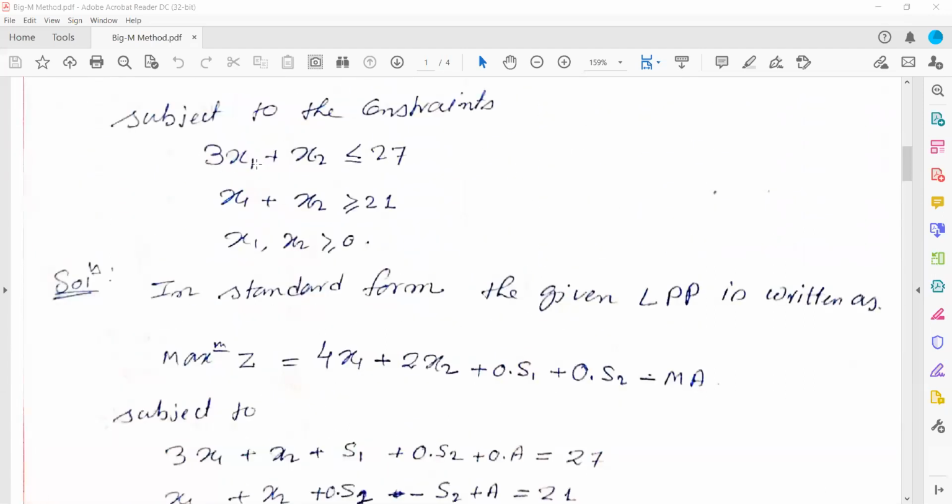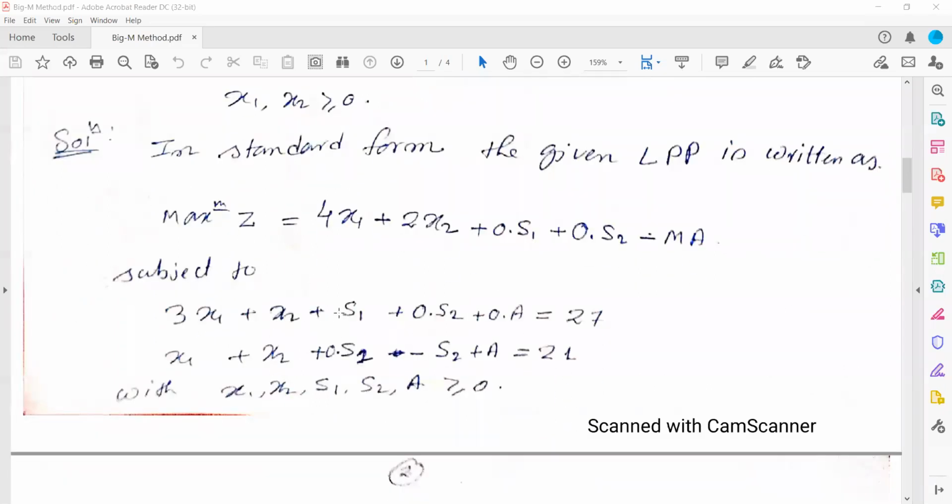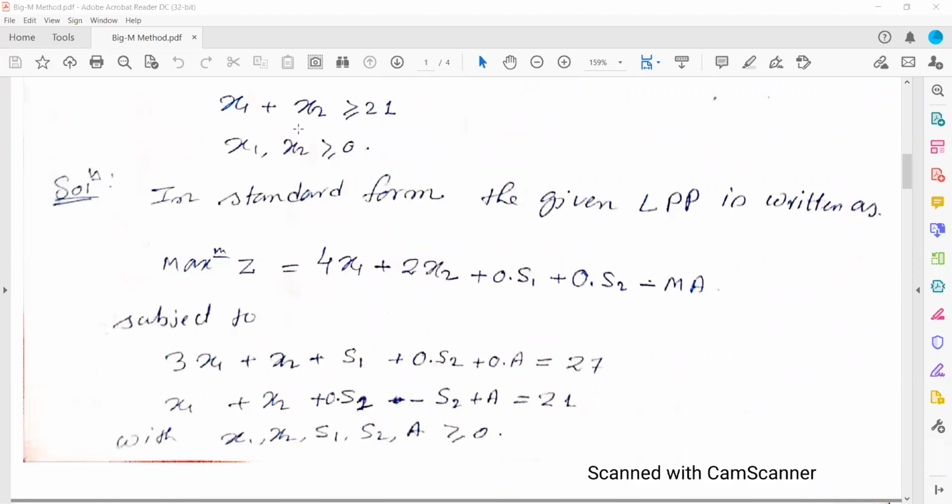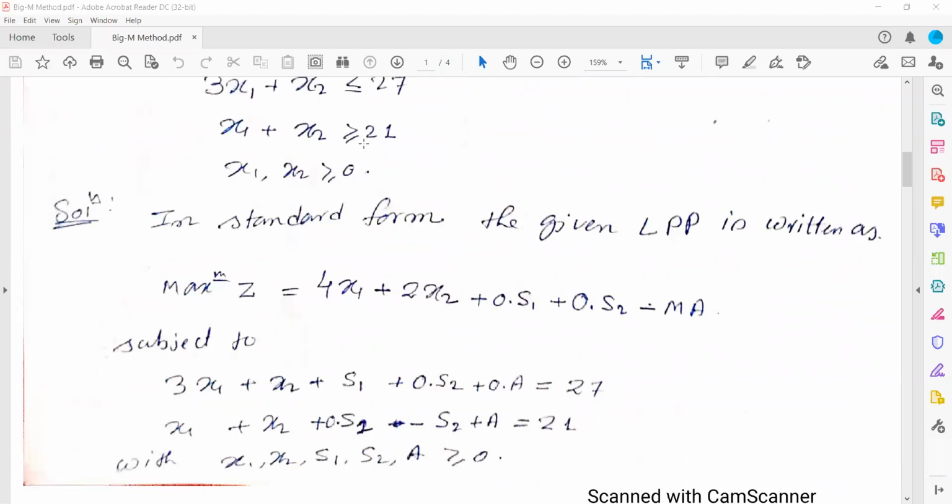3x1 plus x2 less than or equal to 27. Since it is less than or equal to, you have to add one slack variable, so 3x1 plus x2 plus s1. Next is x1 plus x2 greater than or equal to 21. Here I have already introduced s1; if you write it in this equation, it's also okay, but then its coefficient should be 0.